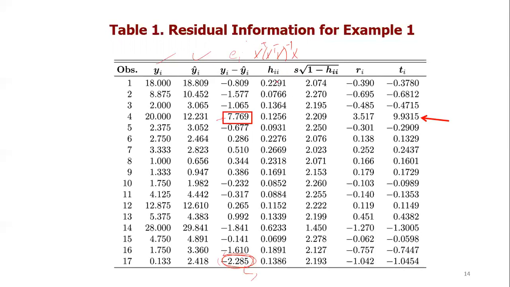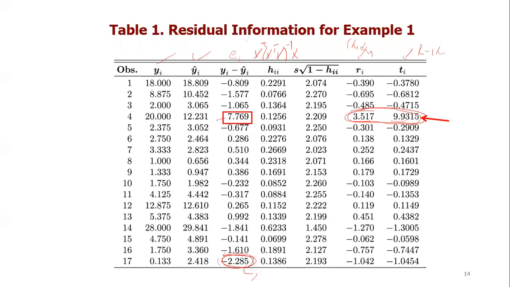These are the diagonal values, and this is S times the square root of 1 minus h_ii, and this is the R-student value, the studentized residuals. Just look here. This R value is larger than 2, and this one is fairly larger than 2. This is almost 10 and this is 3.5. This just shows you that there's really a problem with observation 4.